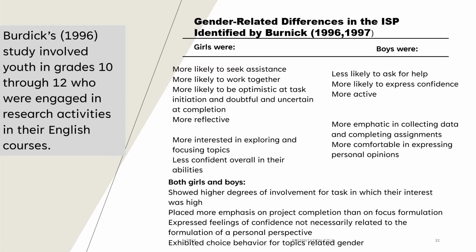Bordick explored gender issues particularly as they related to cognitive and affective information-seeking behaviors and to focus formulation. She found that students demonstrated gender-related differences in their selection of topics, their searching behaviors, and in the feelings they reported experiencing. For example, the girls Bordick observed were more likely to work together and were more reflective than the boys, while the boys were more active in their approaches to research tasks and less likely to seek assistance.